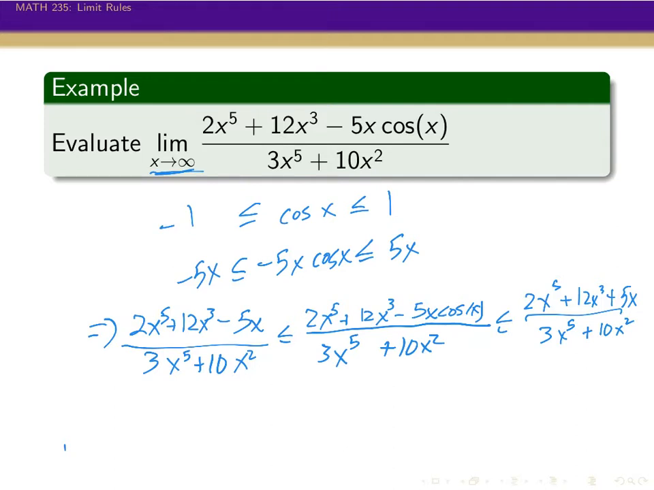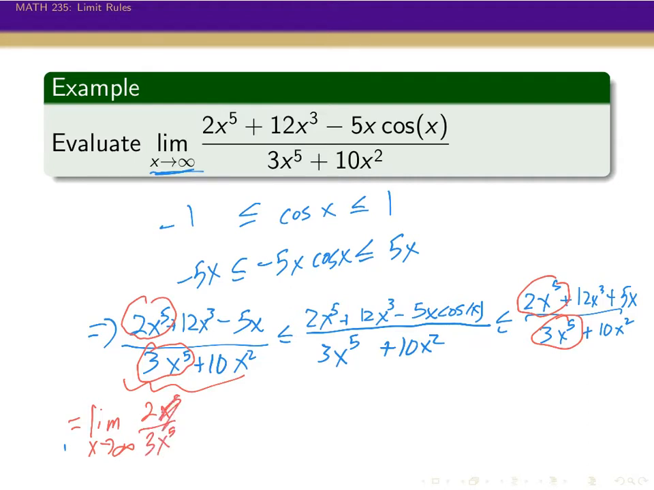And for both of these, as x gets really big, we can just focus in on the dominant terms on both sides. And so this limit here is going to equal the limit as x goes to infinity of 2x to the fifth over 3x to the fifth. The x to the fifths cancel off, and we get 2/3. This limit over here, the exact same thing is going to happen. 2x to the fifth over 3x to the fifth, the x to the fifths cancel, and we get 2/3.